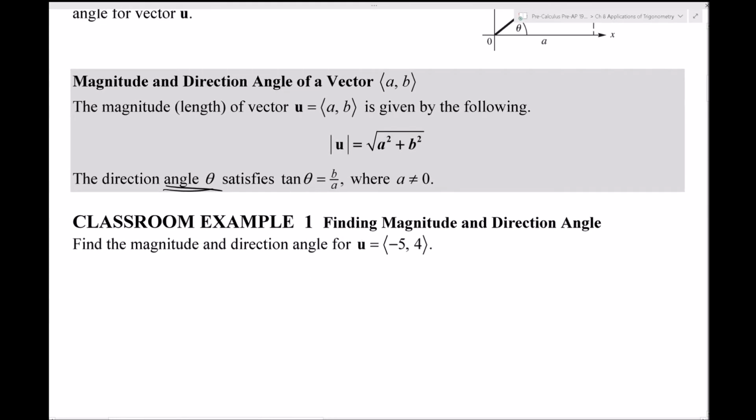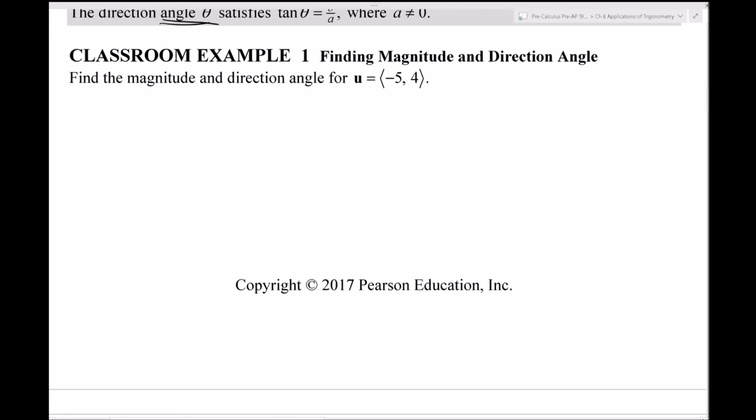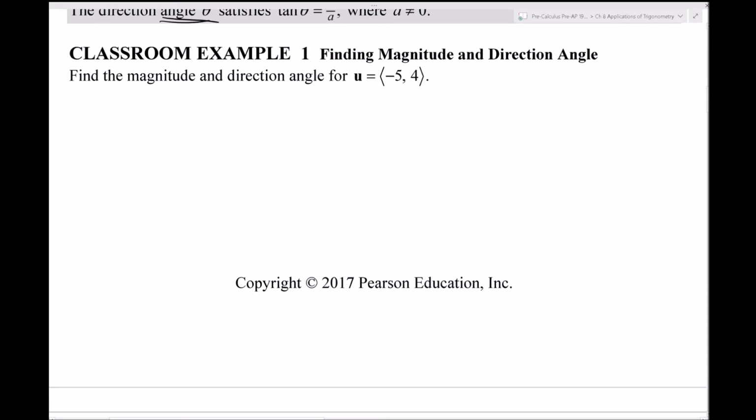Example number 1. Find the magnitude and the direction angle for u, which is given by -5, 4. Now you remember, those are going to be components of the vector. So the simplest way that we can represent this vector, you can draw it stemming out of the origin. You can draw it stemming out of any point you want, so why not pick the origin?